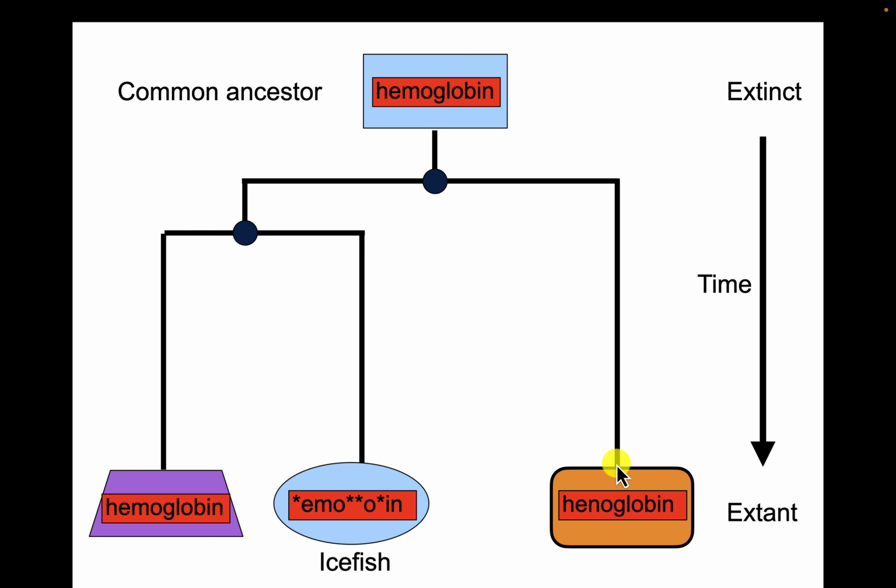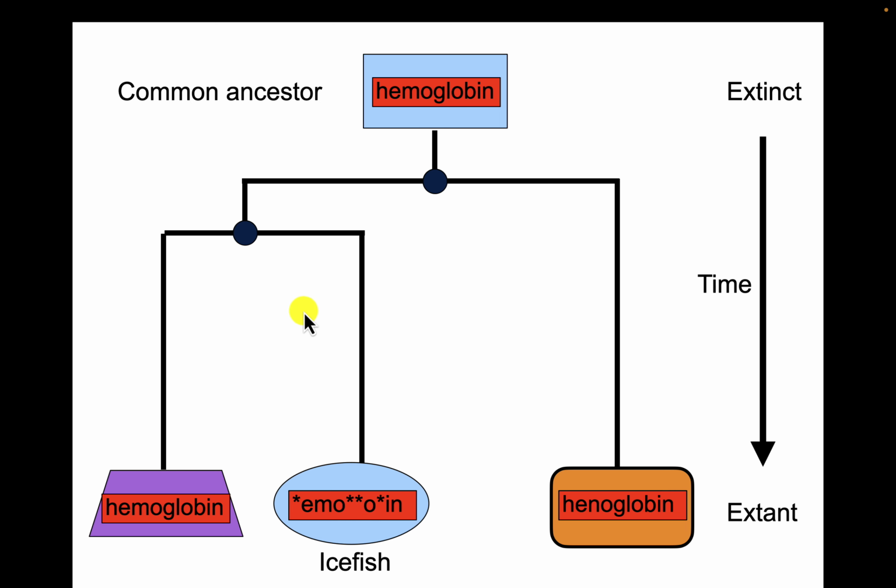But that has to have occurred on two separate occasions, so that's very unlikely. And so what we do is we look at what's the most likely event. And the most likely event is this common ancestor had a normal hemoglobin gene, right, that was retained here in this species, was retained here in this species, and was lost here in this species.